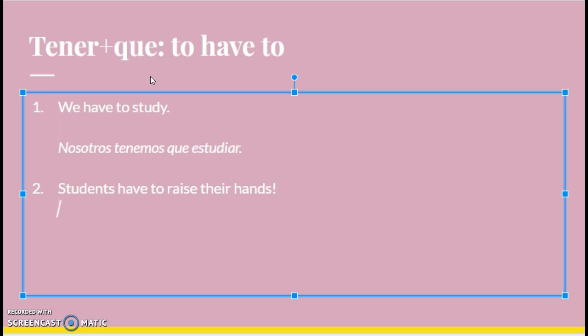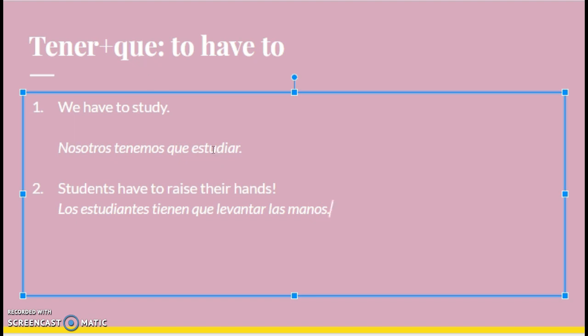Next one, students have to raise their hands. This is the important one, I think. So, I'm going to be sure to include the word students here, since it's not a pronoun, and whoever I'm talking to might not know I'm referring to students. So unlike the pronouns, I will be sure to include this. Have to, when saying tienen, for tener, the have to is this phrase up here, so que. And think back to the first lesson, for raise your hands, levantar las manos.